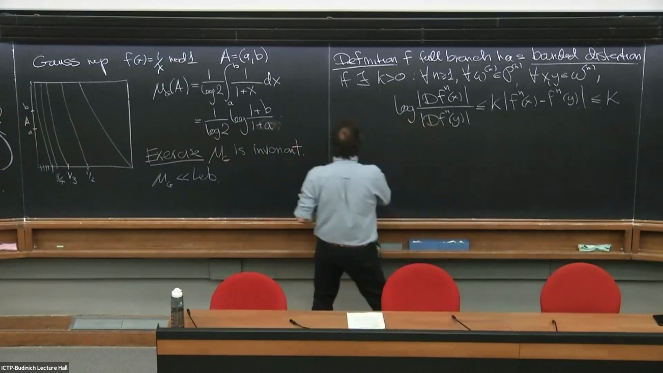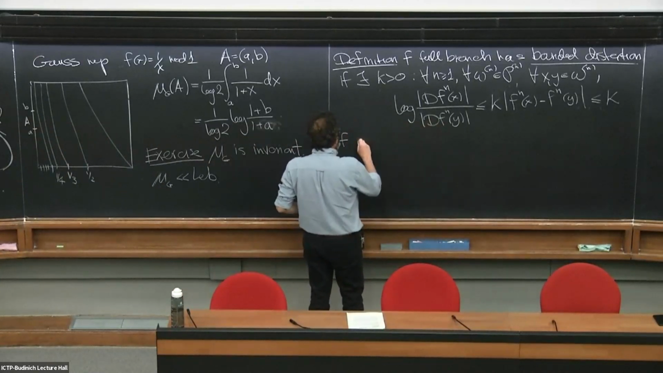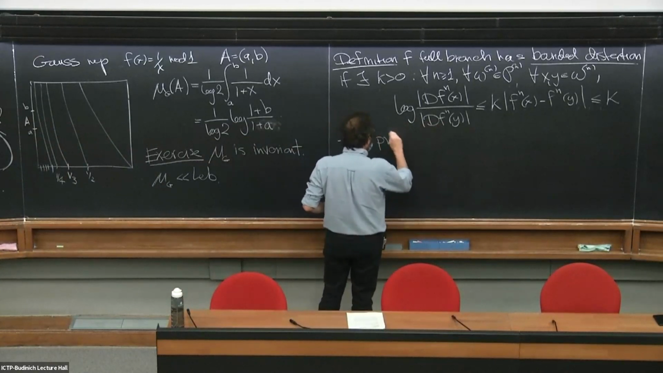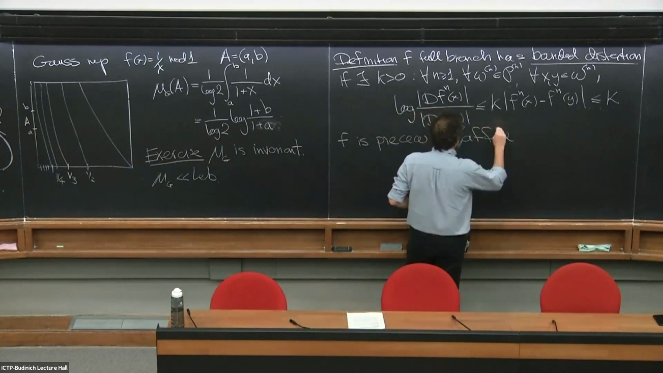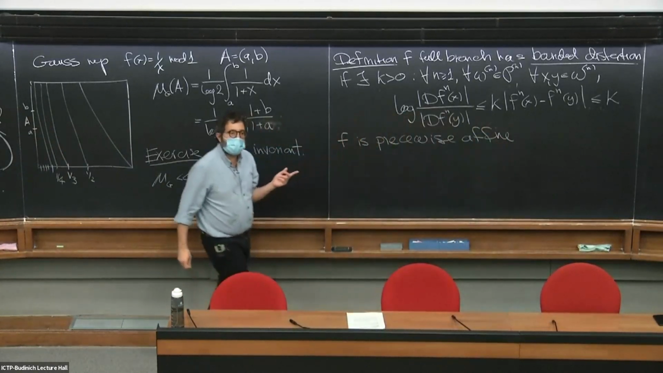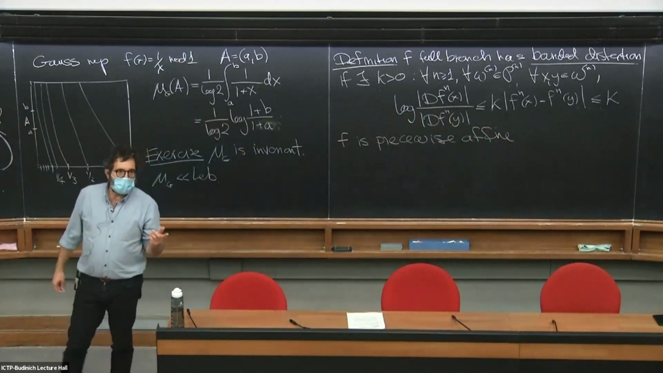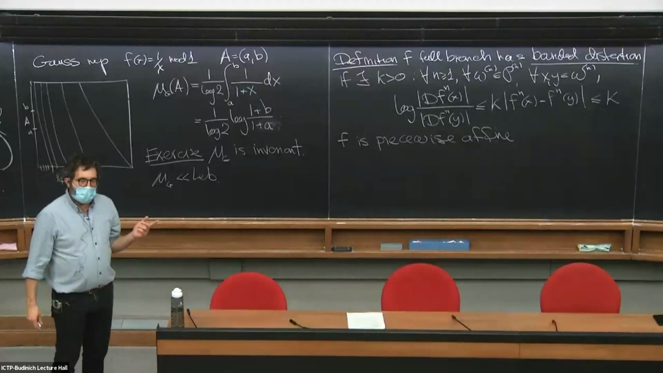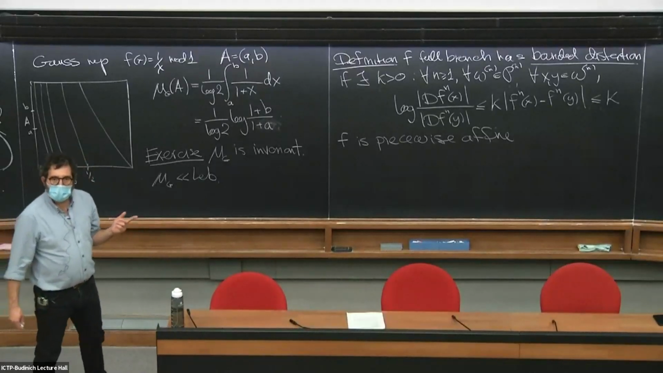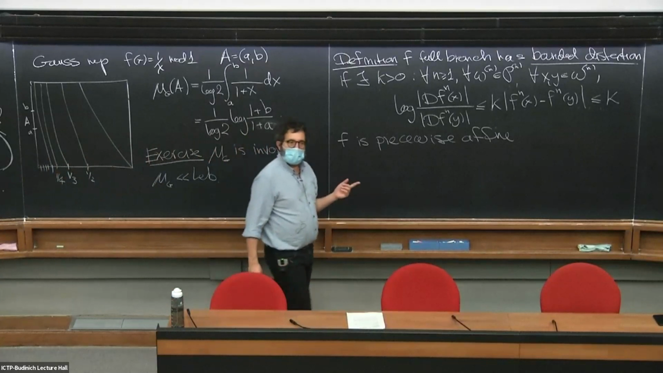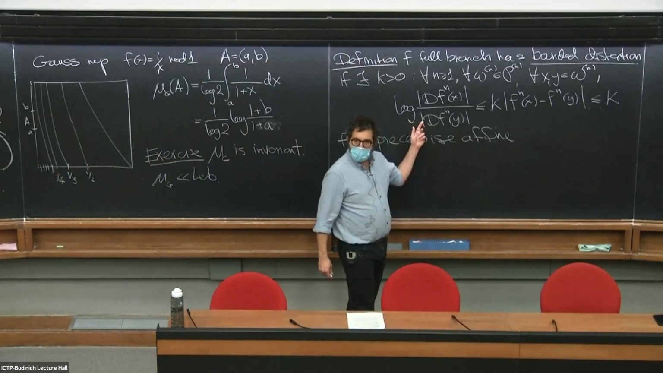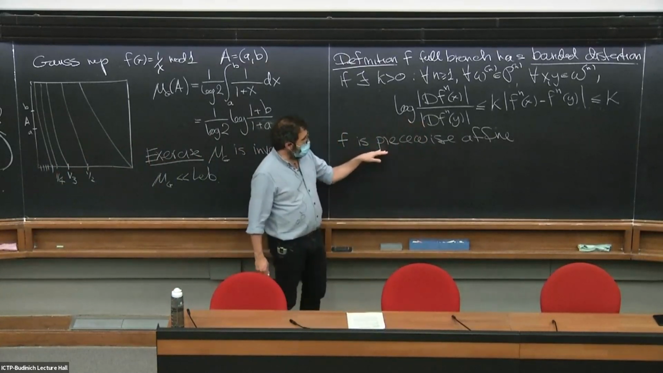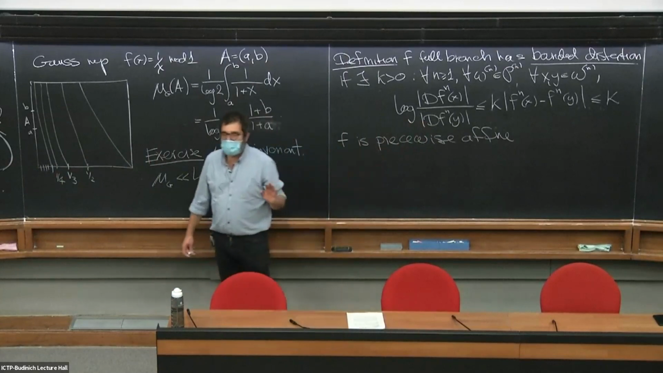In particular, if f is piecewise affine, what is the value of this if f is piecewise affine? The left-hand side is 0. You see that? Ling, you see that? Yeah, Toluwane? No? What does piecewise affine mean? Then the ratio is 1.